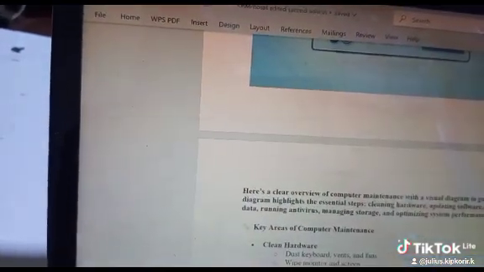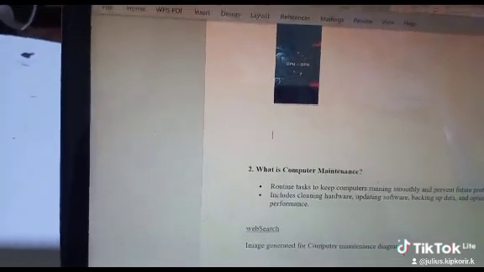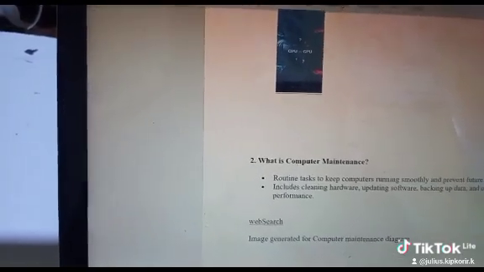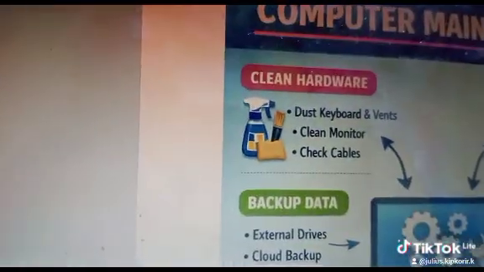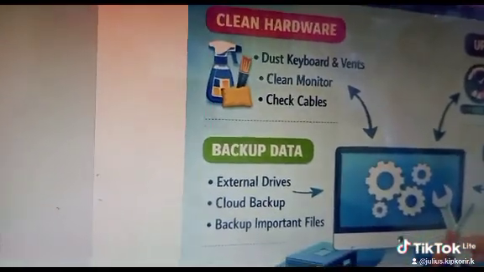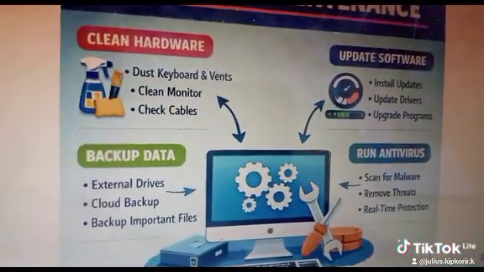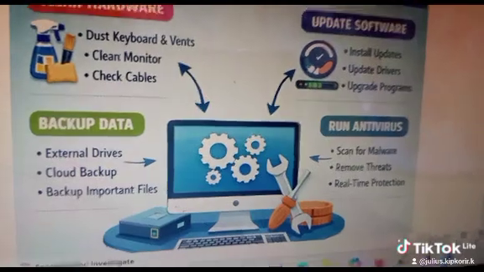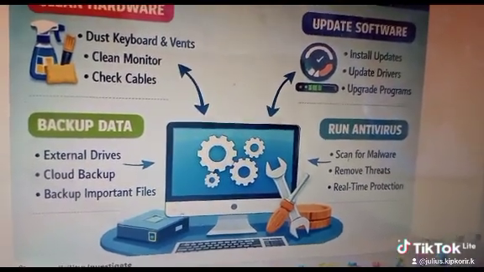Maybe you can look at the summary of computer maintenance. They include cleaning the hardware. Some of those are removing the dust from the keyboard and vents, cleaning the monitor, and then checking cables. You also have updating the software. Under this, we have installing the updates, updating the drivers, and then upgrading programs.